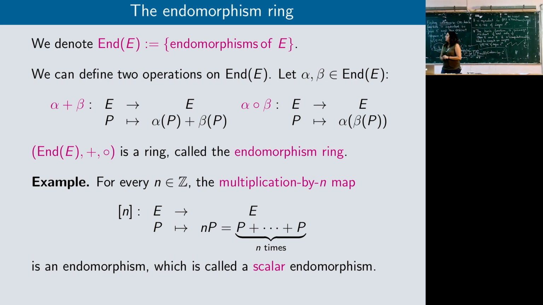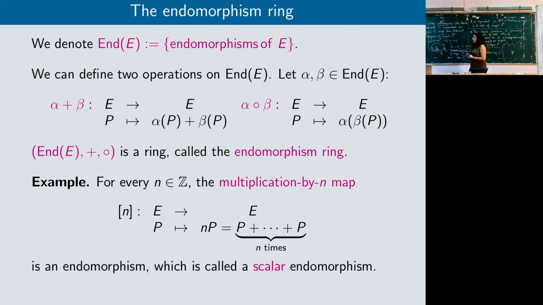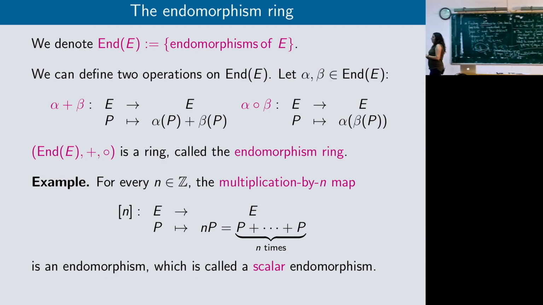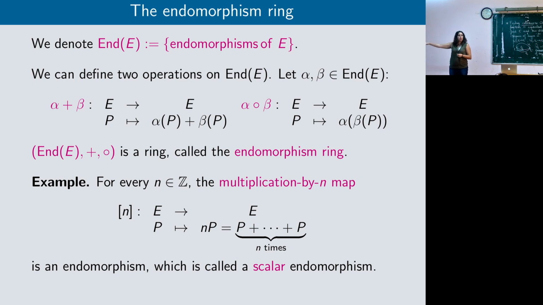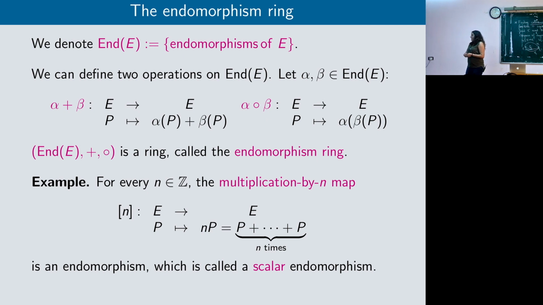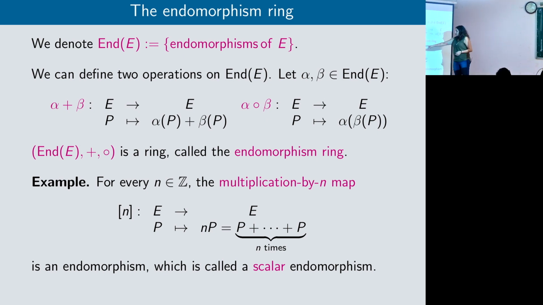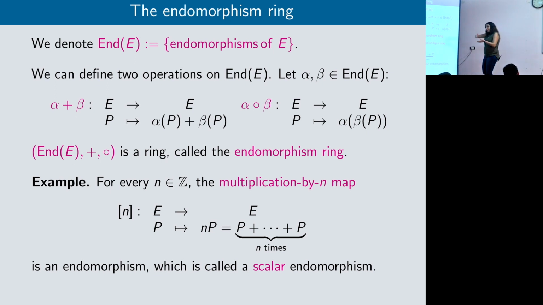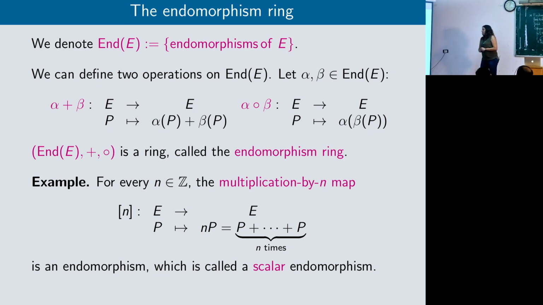Let me do a very easy example: the multiplication by n map. We did, for instance, the case 2, when you send P to P plus P. And in general, you can take an integer n, and you send the point P to P plus P plus P, n times. Because our curve has an addition law, this is actually an endomorphism, because it can also be written with rational functions. It is called a scalar endomorphism.